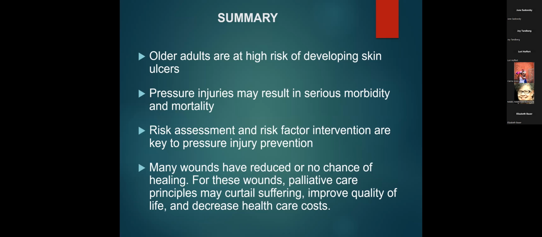And that in terms of both risk assessment and risk factor intervention are really the key factors, like is the person bedbound, is the person wheelchair bound, and if so, what's your intervention, what's your schedule of getting up and offloading. So the operative word is offloading pressure. And then the other ancillary factors such as nutrition and so forth.